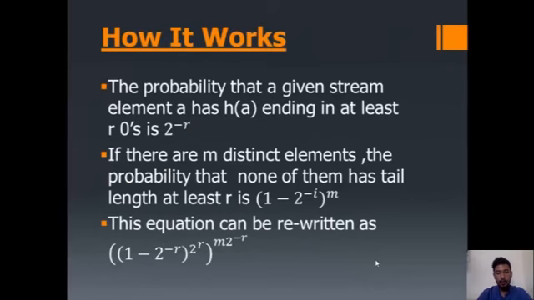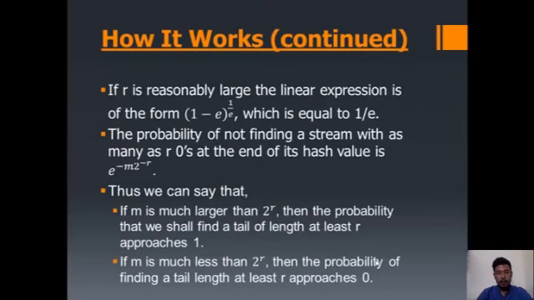Basically, the probability that a given stream element a has h(a) ending in at least R zeros is 2 to the power minus R. If there are m distinct elements, the probability that none of them has tail length at least R is (1 minus 2 to the power minus R) to the power m. This can be rewritten as ((1 minus 2 to the power minus R) to the power 2 to the power R) to the power m times 2 to the power minus R. If R is reasonably large, the inner expression is of the form (1 minus e) to the power 1 by e, which is approximately 1 by e.